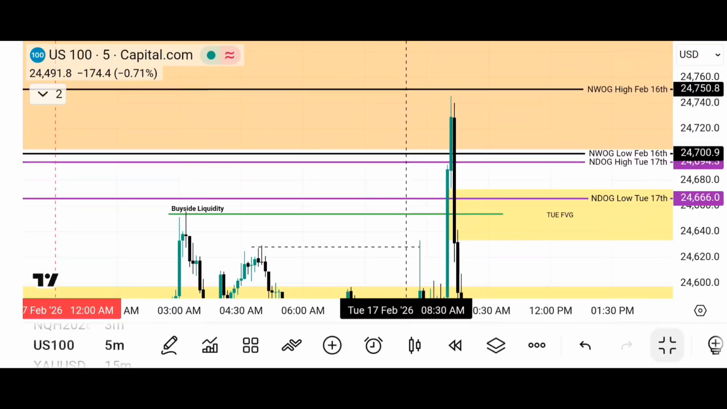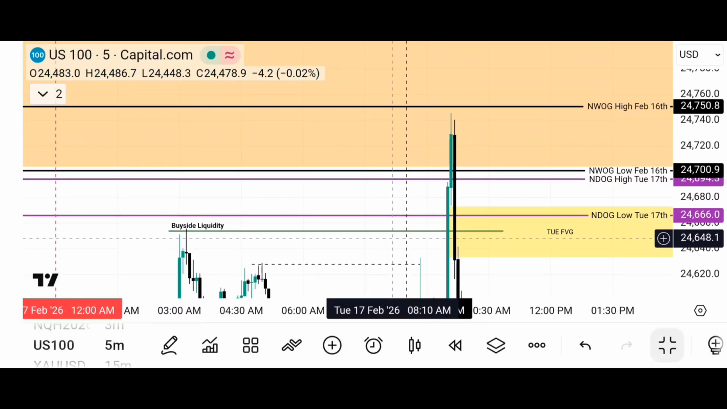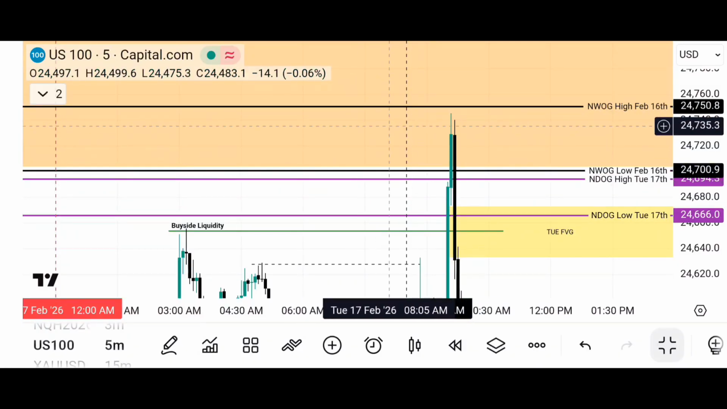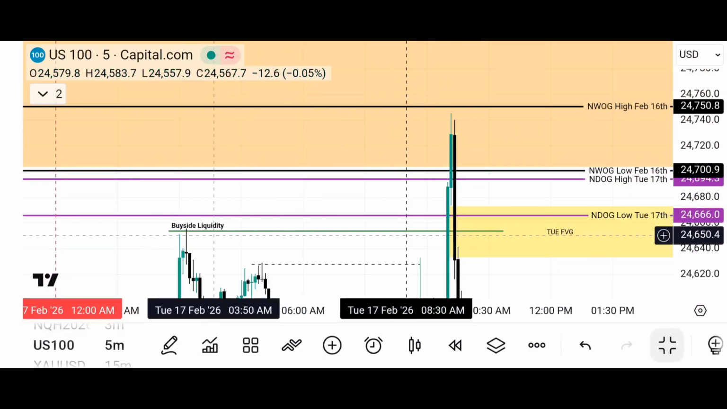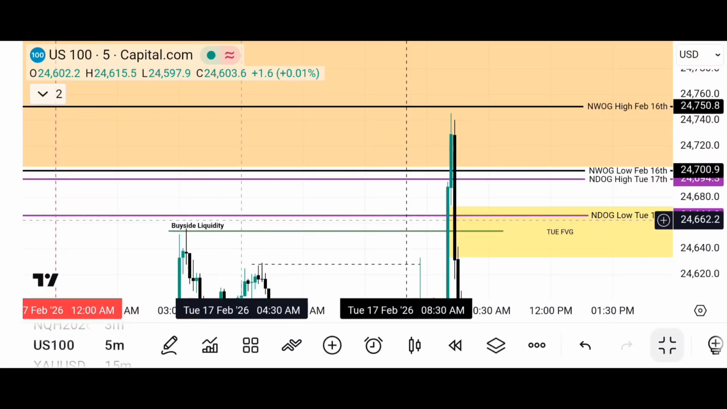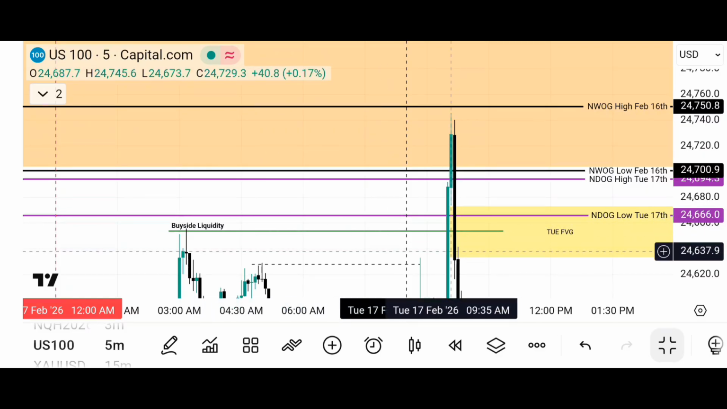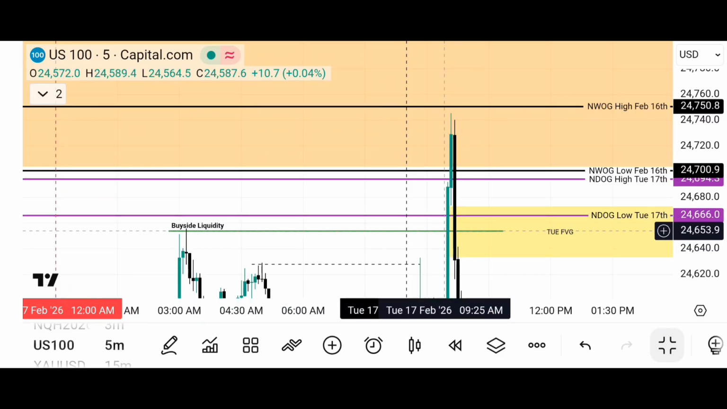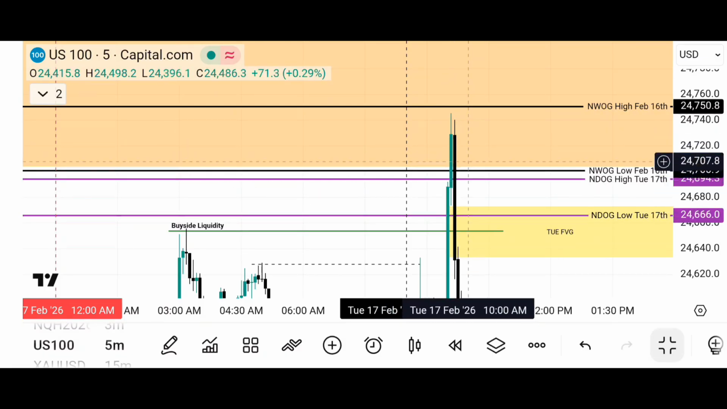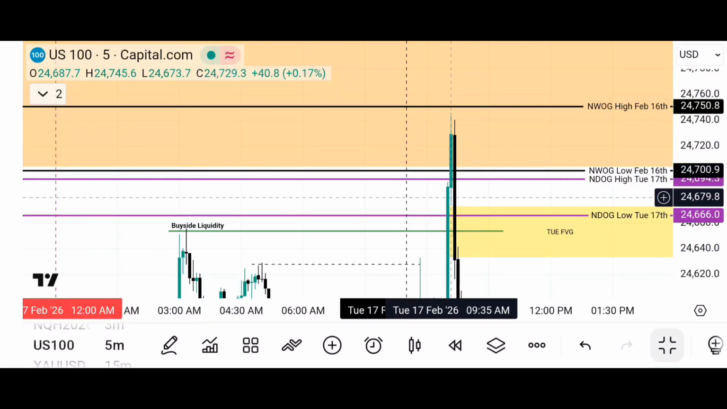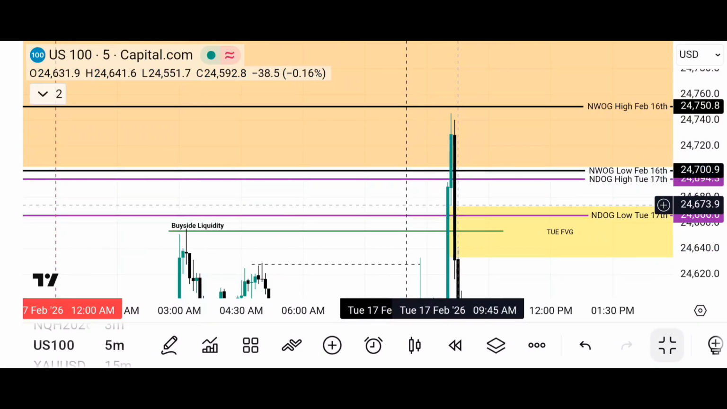I said if a new week open gap, a new day open gap, or a first presented fair value gap is above my take profit level or buy side liquidity while I'm buying, I'm going to allow price a chance to see if it's going to trade into those levels. Most of the time, price does trade into those levels. Those levels are like reference points.